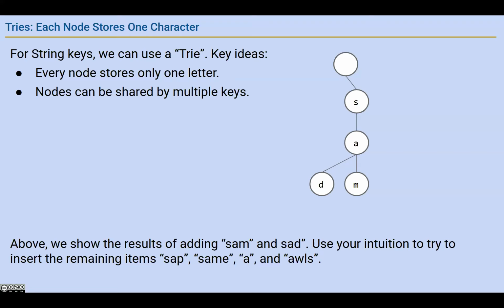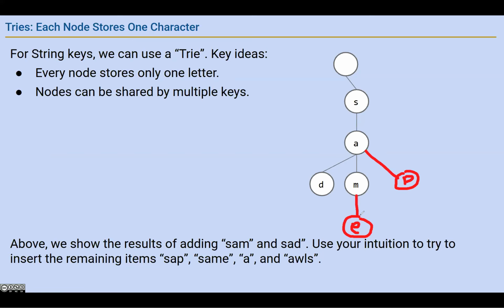All right, let's bring everyone back. So first off, how would you add sap to this? Yeah, I'm going to add a node P, and I'm going to link it to an A. All right, how do I add same? Yeah, I'll add a new node E down here and connect it to M.